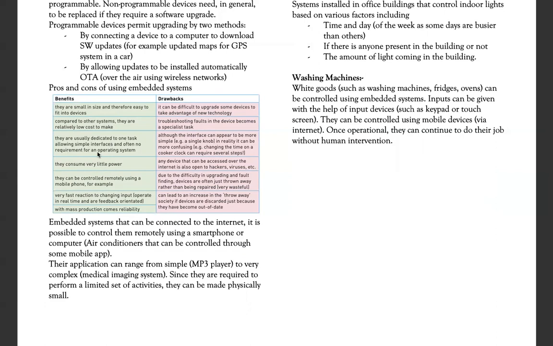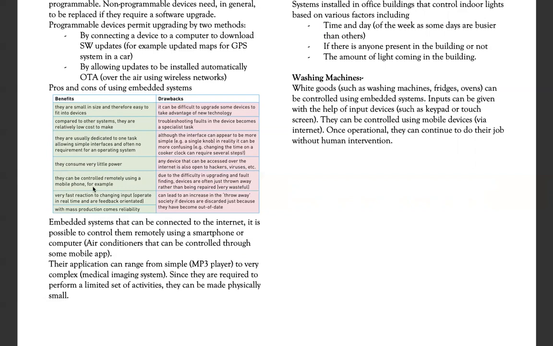An operating system means that we have introduced multiple features. Since they're only carrying out one task, as opposed to a general purpose computer like the one you're currently viewing this video on, it is supposed to be only carrying out a single task. So you don't need an operating system. It doesn't need large storage or large RAM. They consume very little power, and they have a very efficient small processor and small hardware, because it doesn't have to perform that many tasks. They can be controlled remotely using a mobile phone.